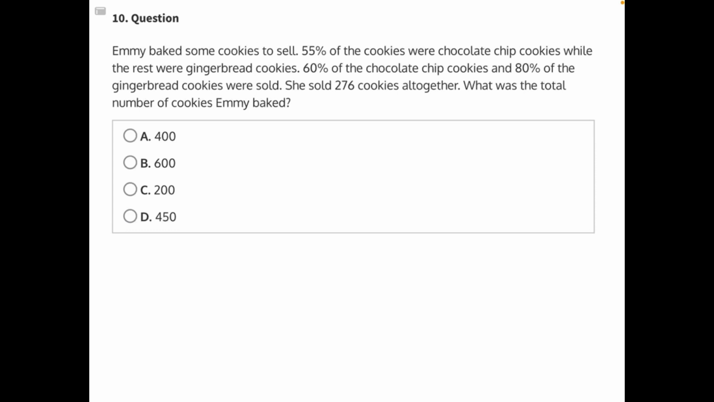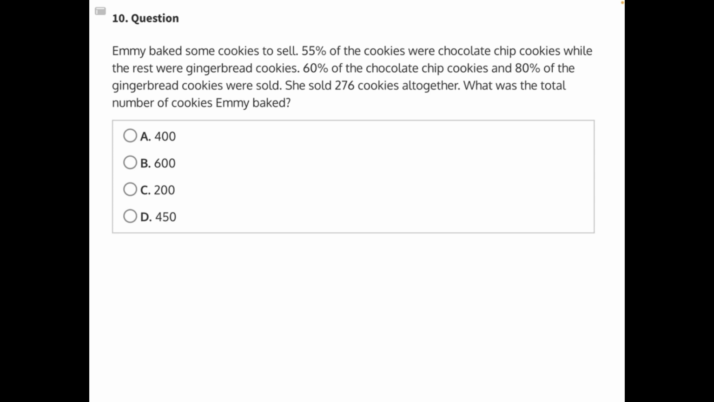Emmy baked some cookies to sell. 55% of the cookies were chocolate chip cookies, while the rest were gingerbread cookies. 60% of the chocolate chip cookies and 80% of the gingerbread cookies were sold. She sold 276 cookies altogether. What was the total number of cookies Emmy baked?